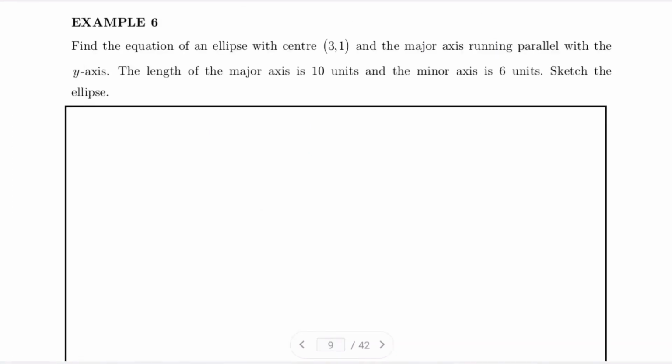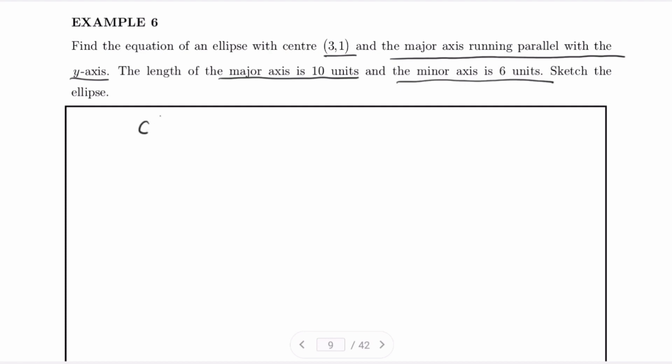Let's do example 6. So you need to find an equation of an ellipse with center 3, 1 and the major axis running parallel with the y-axis. Okay, so this is a very important information. Alright, so it also gives you the major axis length is 10 units and the minor axis is 6 units. And then you need to sketch the graph.